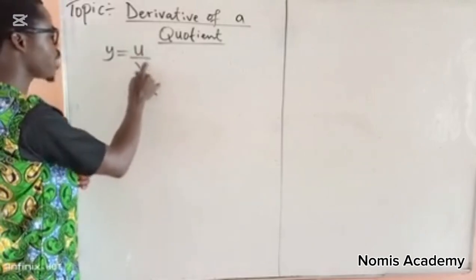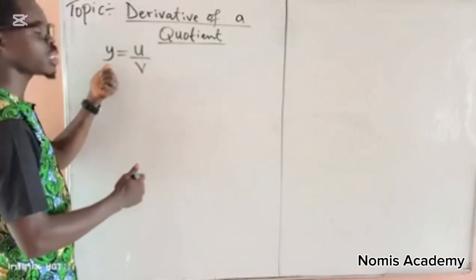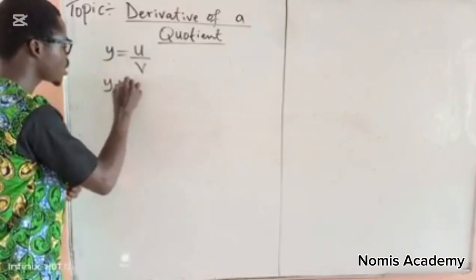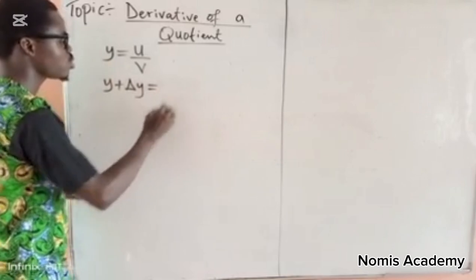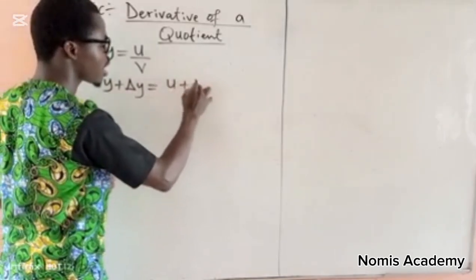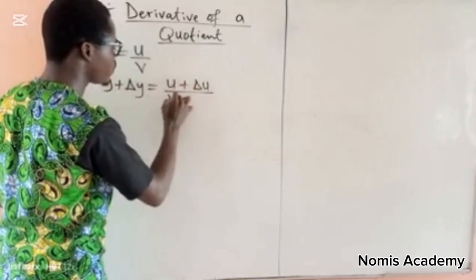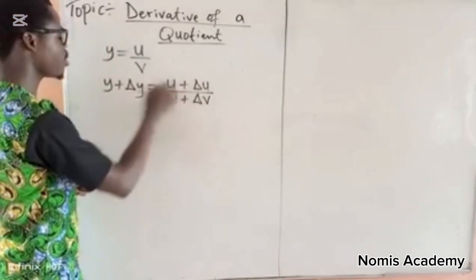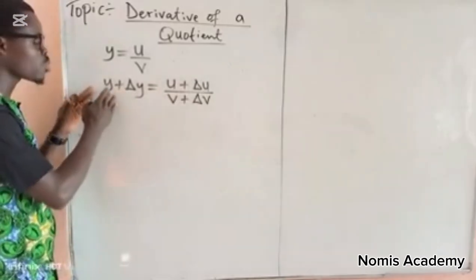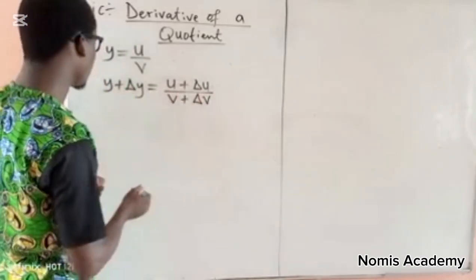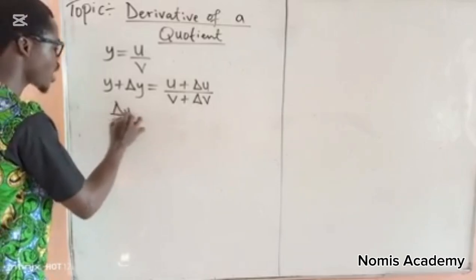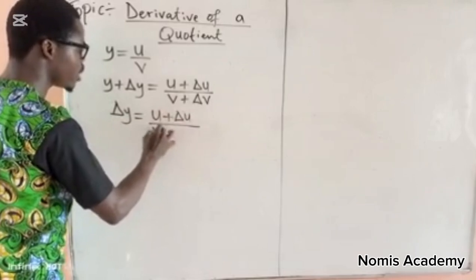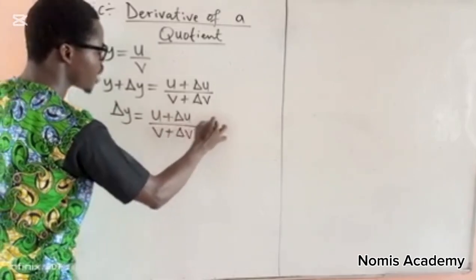Now, an increment in u and v will definitely lead to an increment in y, mathematically written as y plus delta y equal to u plus delta u all over v plus delta v. So these are the increments. Now, we are going to subtract y from both sides of the equation, and that will be delta y equal to u plus delta u all over v plus delta v minus y.